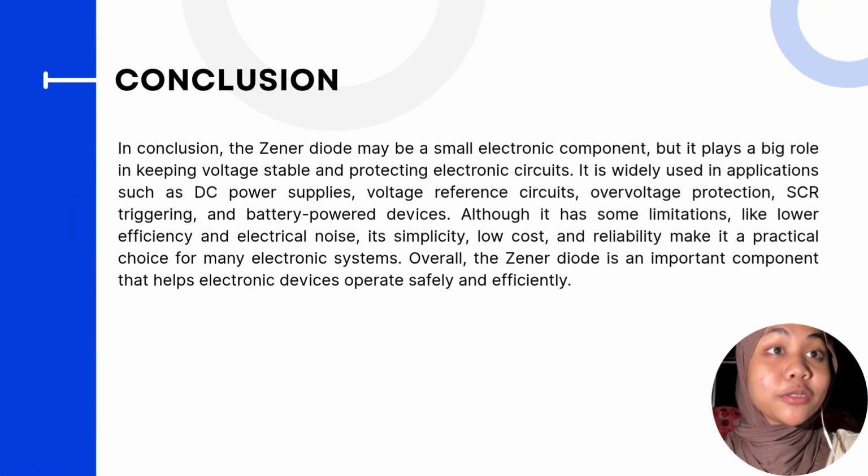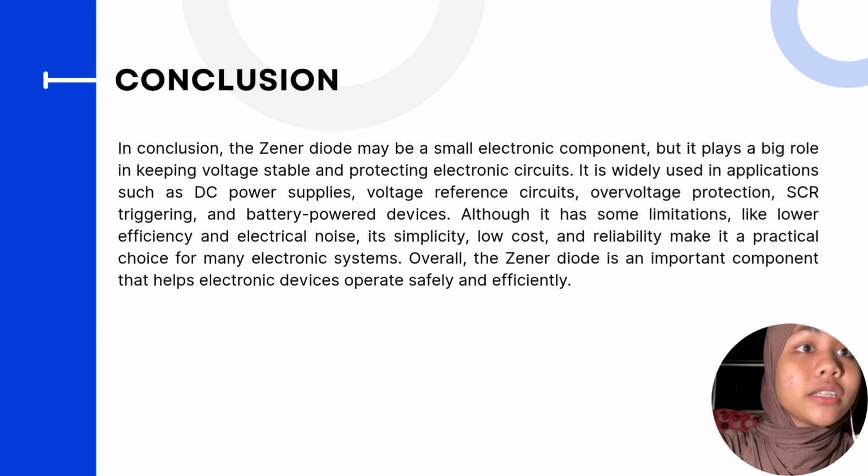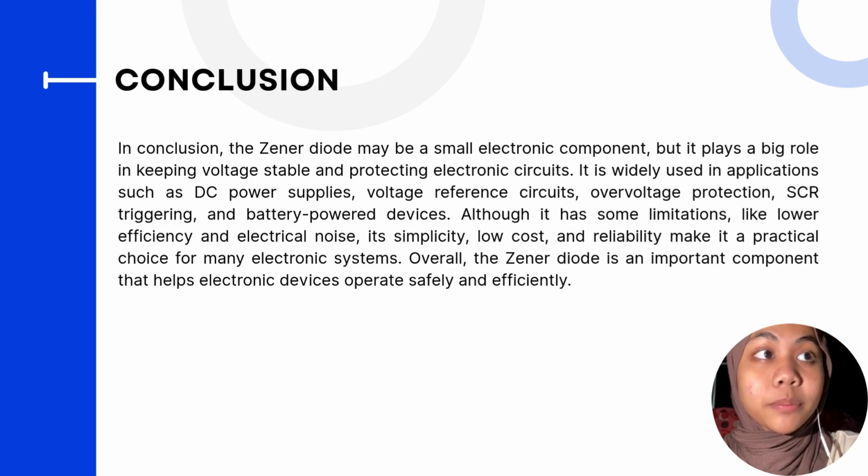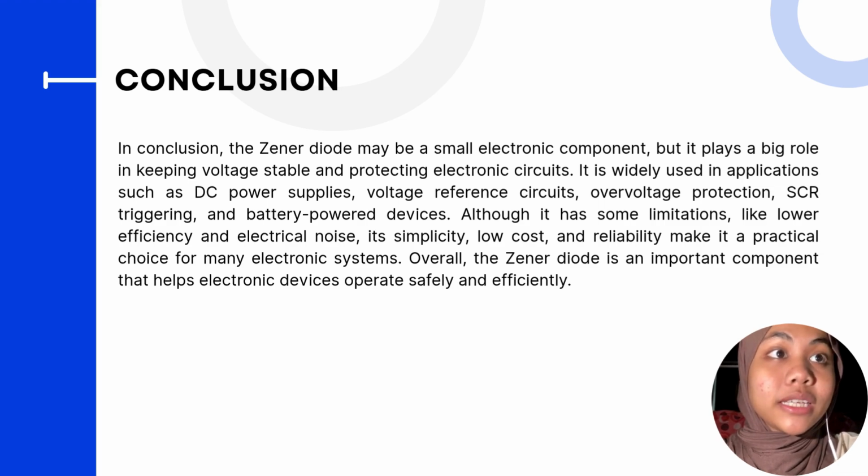And so in conclusion, the Zener diode may be a small electronic component, but it plays a big role in keeping voltage stable and protecting electronic circuits. It is widely used in applications such as DC power supplies, voltage reference circuits, overvoltage protection, SCR triggering, and battery-powered devices.